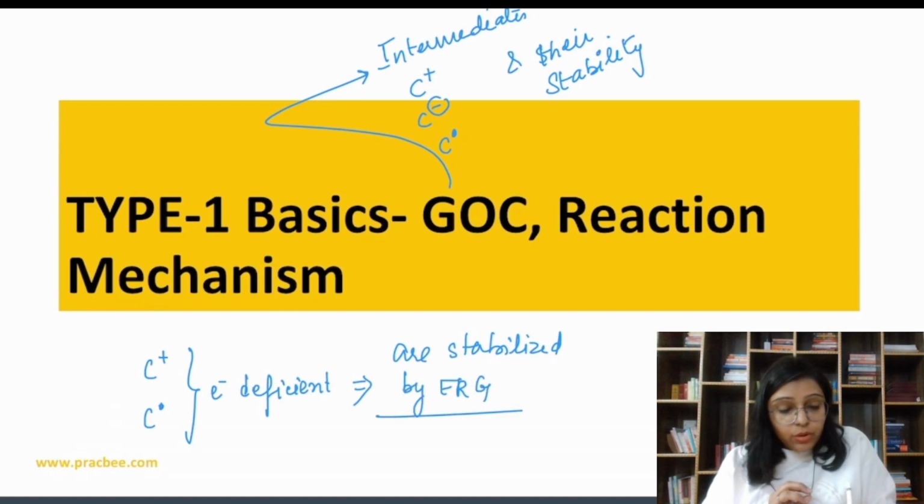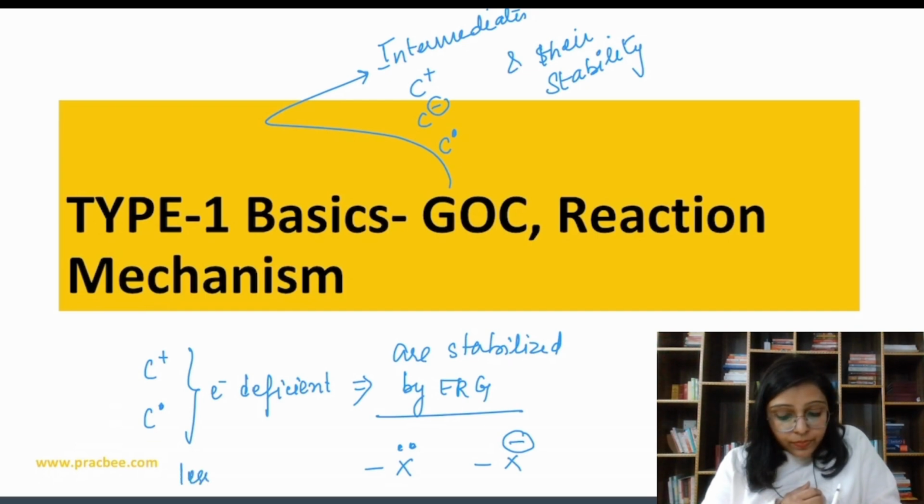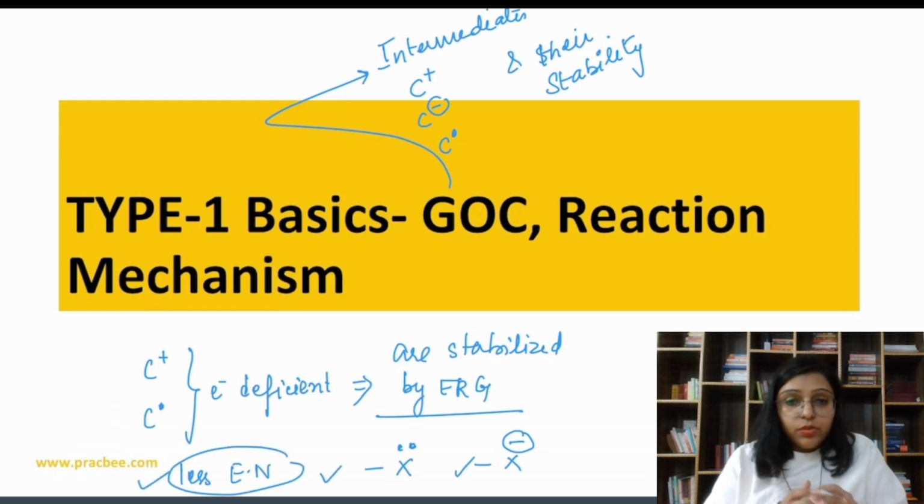And how do we say which group is an electron releasing group? The group in which the atom has a lone pair, or we can say the atom has a negative charge. Here X is not the halogen, right? It's an atom, I'm saying X atom. So lone pair and negative charge can be present, or we can say the atom should be less electronegative. These are the three conditions which you need to check in order to differentiate whether the group is electron releasing or electron withdrawing.